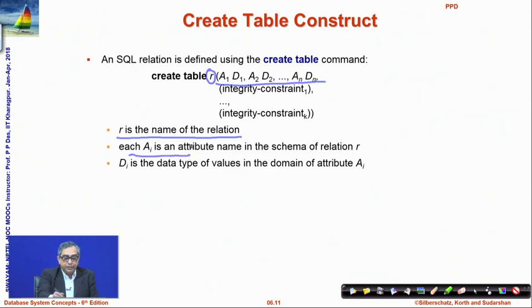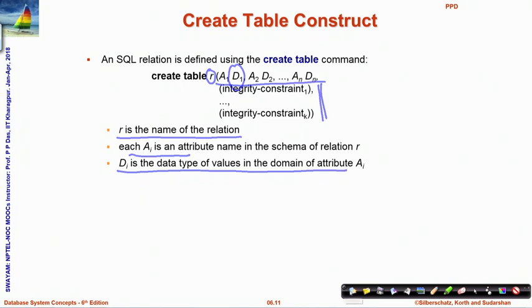Ai are different attributes, and for every attribute there is a corresponding domain type specified. So, it says that A1 is of domain type D1, A2 is of domain type D2 and so on, and all of these attribute descriptions are then followed by a series of integrity constraints. It is possible that a create table may not provide any constraint, but often you will have a number of constraints to work with.